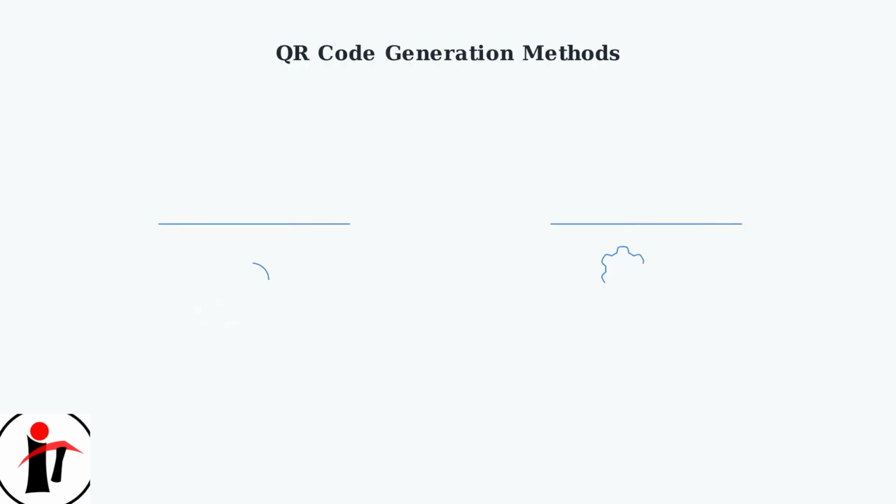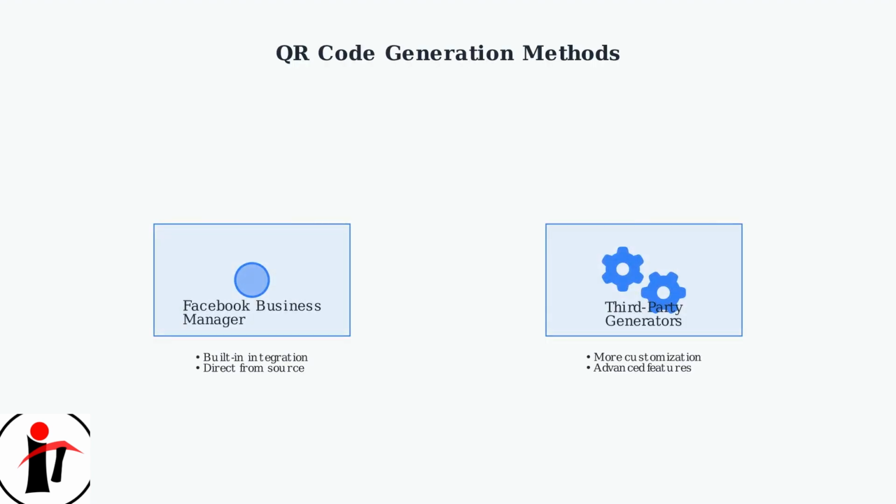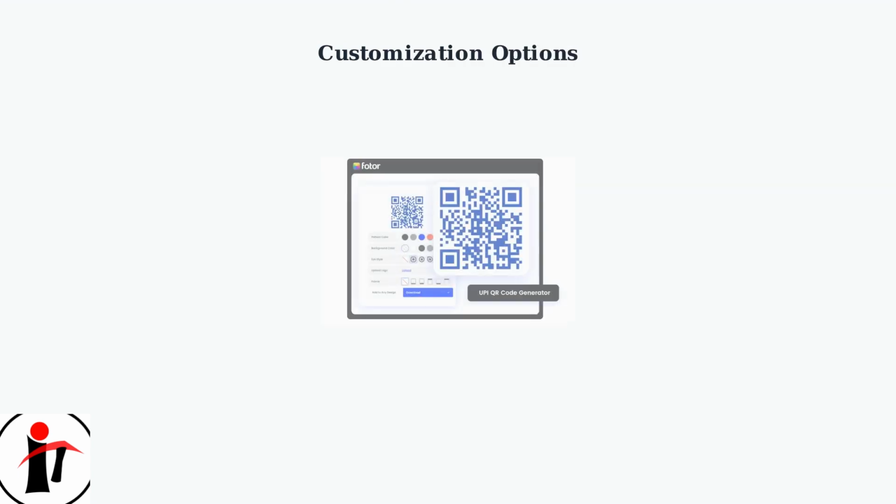There are two main ways to generate a QR code for your Facebook business page. You can use Facebook Business Manager's built-in tools or choose from various third-party QR code generators that offer more customization options. Once you've chosen your generator, input your Facebook business page URL and customize the design.